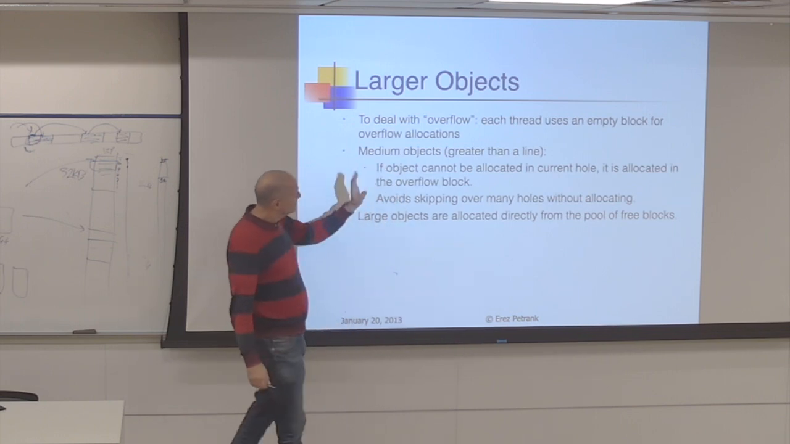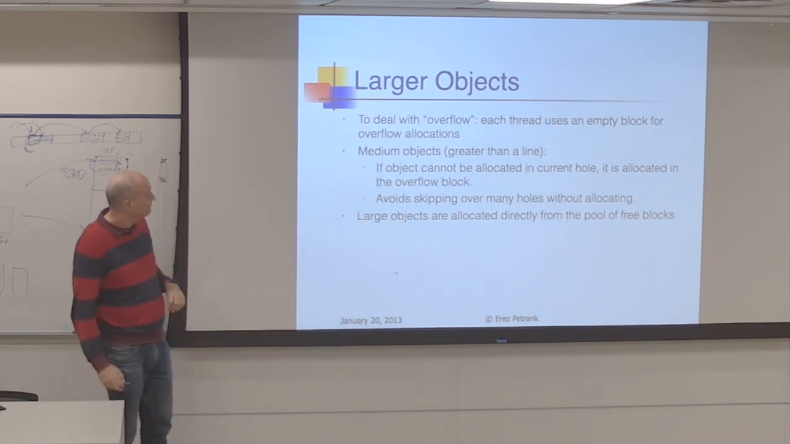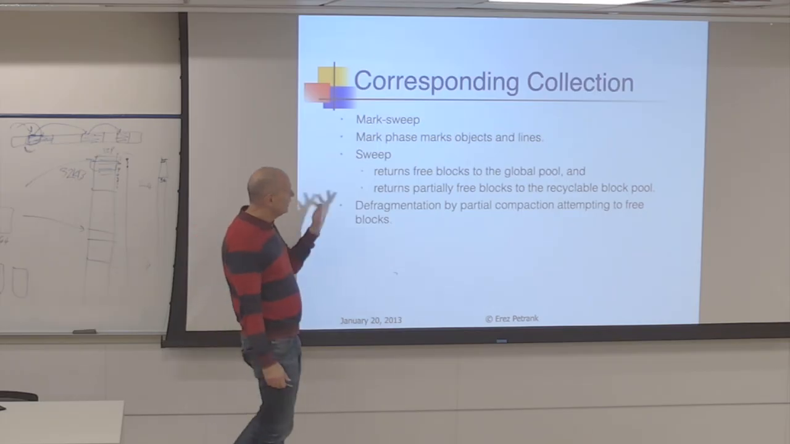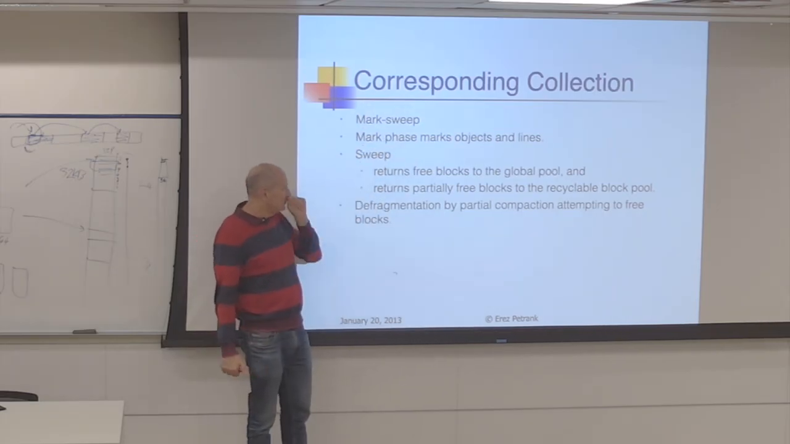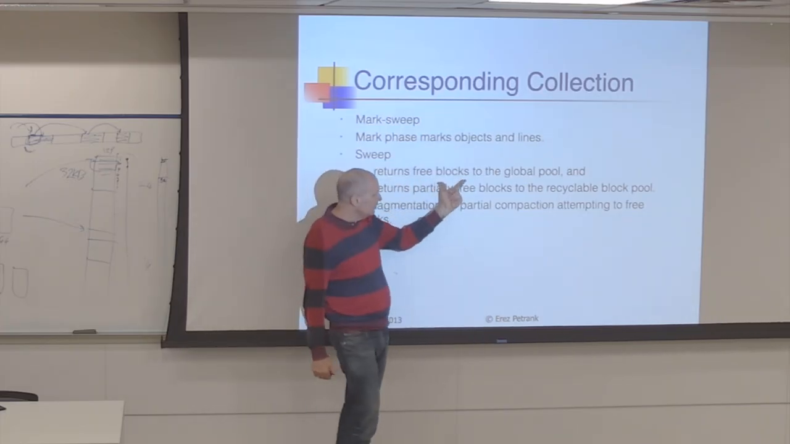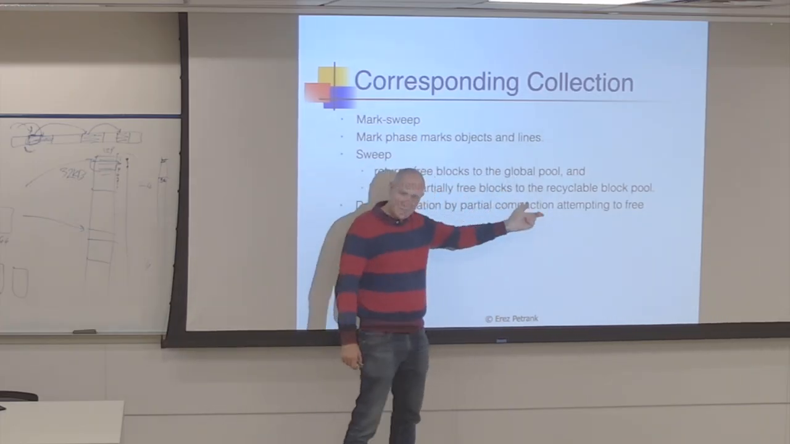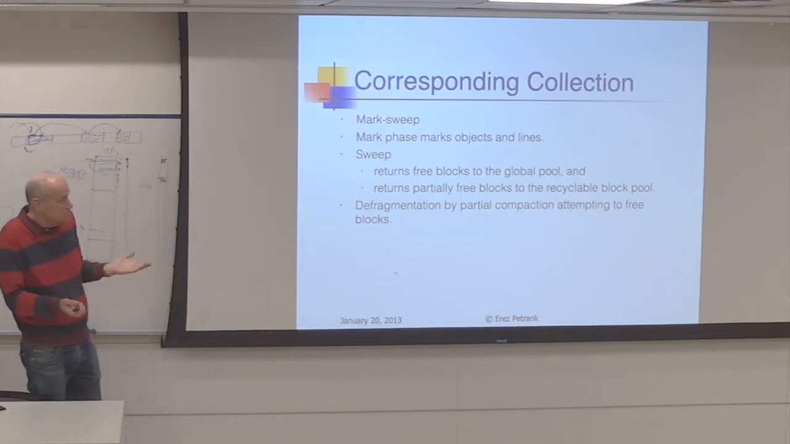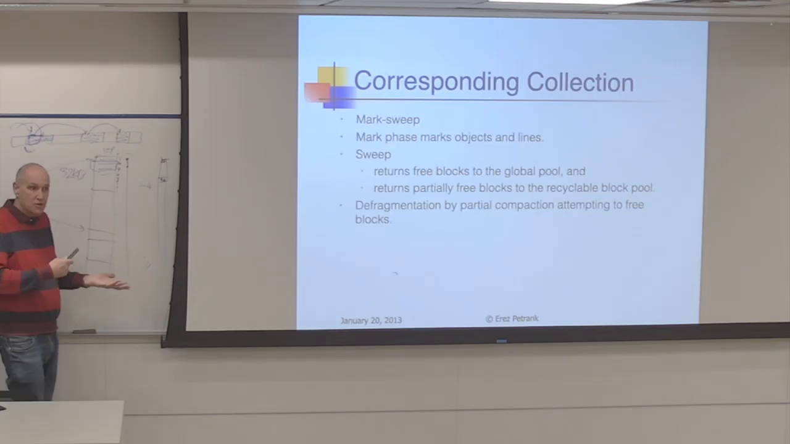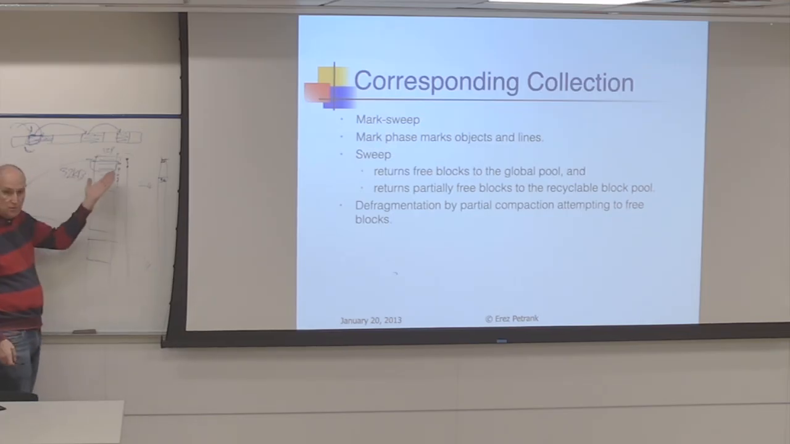So this is the deal with allocation and collection. I do mark sweep. I mark objects and lines. And to sweep, all the free blocks are returned to a global pool, and I have these partially free blocks. I don't have to do any free list or anything.